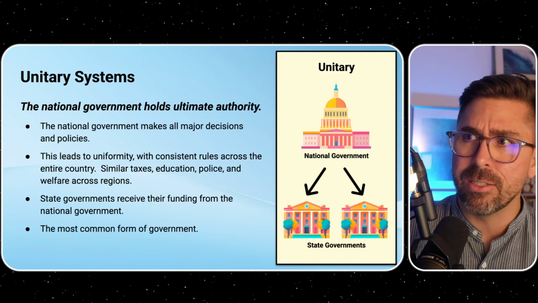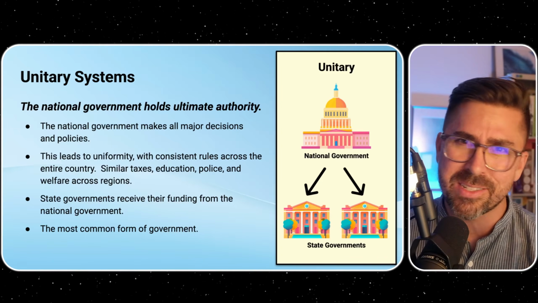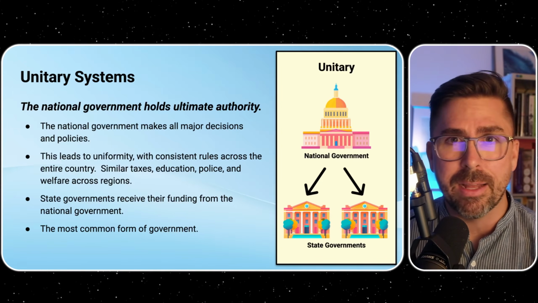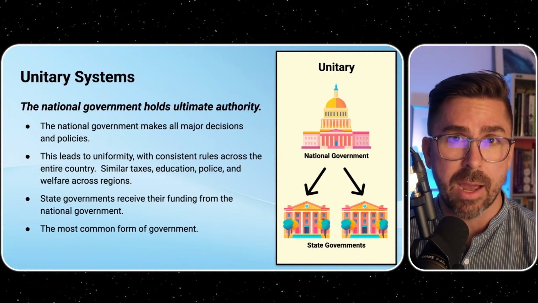There are a lot of countries that are included as unitary, but some of the big ones that we might think about would be, say, the United Kingdom, France, Japan, Ghana. These are all going to be countries that have a unitary style of government. So let me give you an example of what one of these policies might look like in a unitary country.